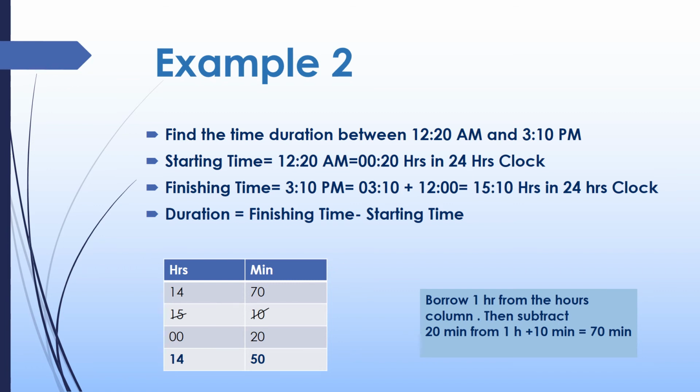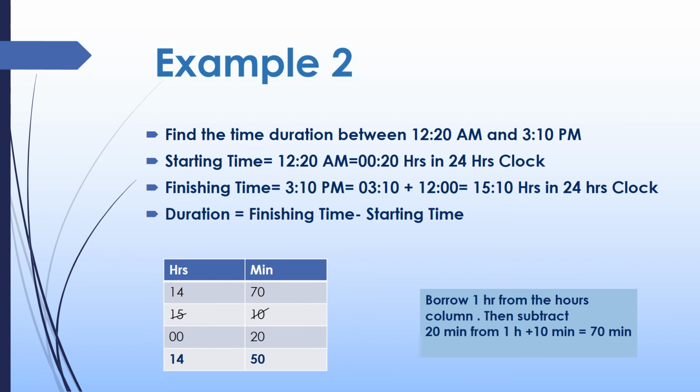Now the formula, duration is equal to finishing time minus starting time. The finishing time here is 1510 hours. So in hours column you will write 15, minutes column you will write 10, and starting time is 0020 hours. So in hours column you will write 00, and in minutes column you will write 20. Now you can see here 10 is smaller than 20. So how to subtract? First, you will borrow 1 hour and take it to the minutes column. So in minutes column, 1 hour changes to 60 minutes.